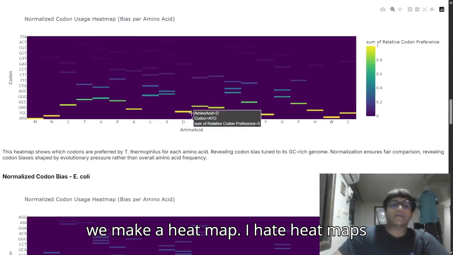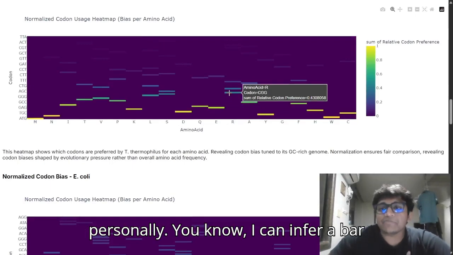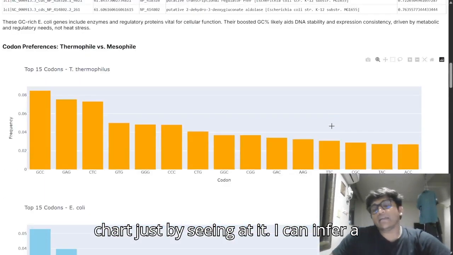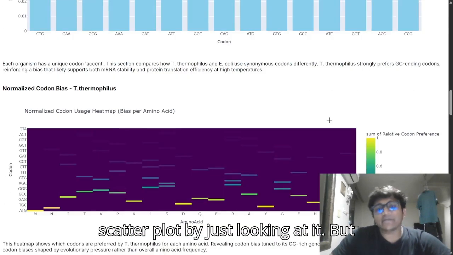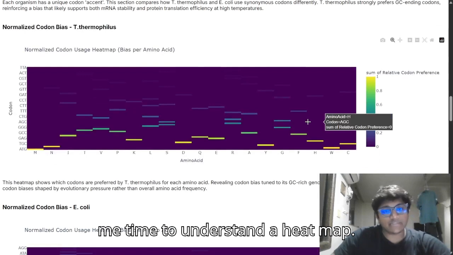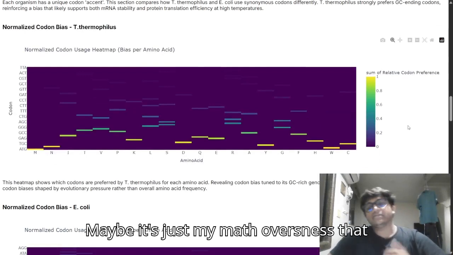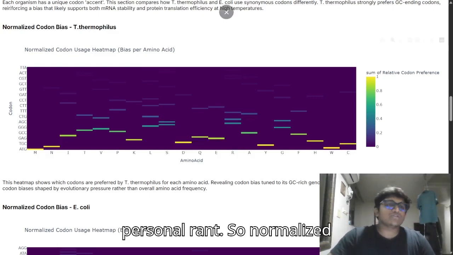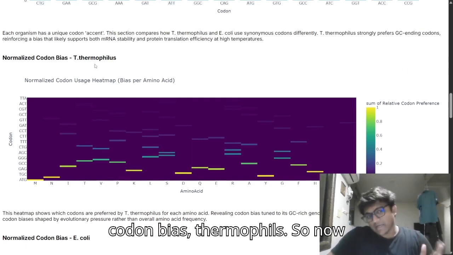So now we'd make a heat map. I hate heat maps. Personally, I can infer a bar chart just by seeing it. I can infer a scatter plot by just looking at it. But heat maps take me time to understand. Maybe it's just my math averseness that comes in here, but yeah, it's a personal rant. So, normalized codon bias, thermophil.